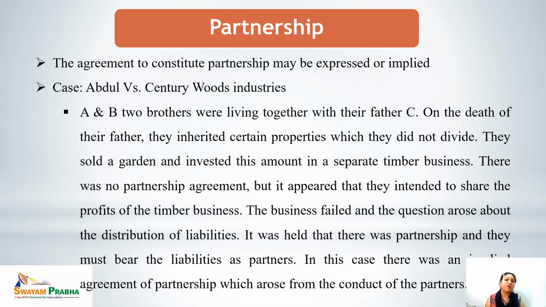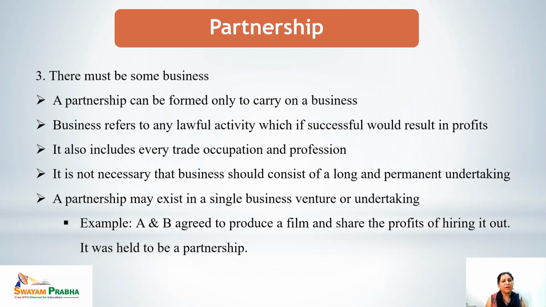They have an implied contract, an implied agreement of partnership between them. Third, under the partnership there must be some business. The partnership business must be carried on. Here, business means some lawful activity, the result of which would be profits. There may be some losses, but the objective of running that lawful business is to earn profits. It also includes any trade, any occupation, or any kind of profession.